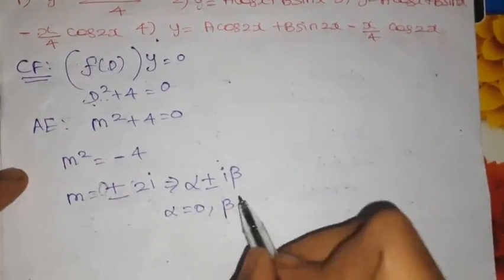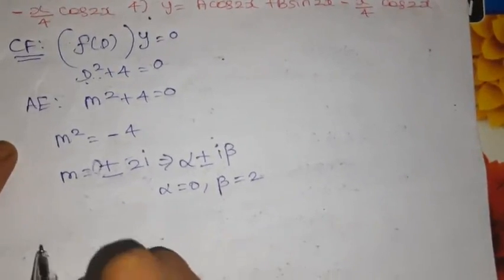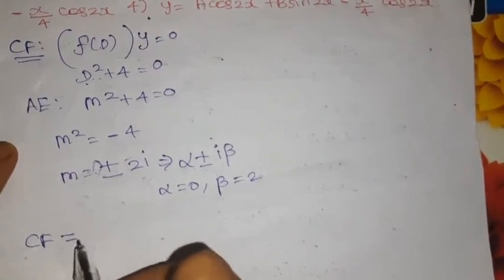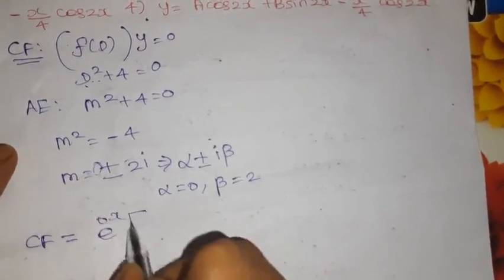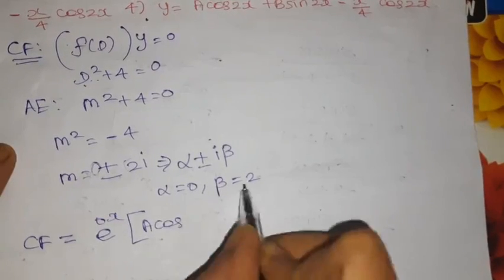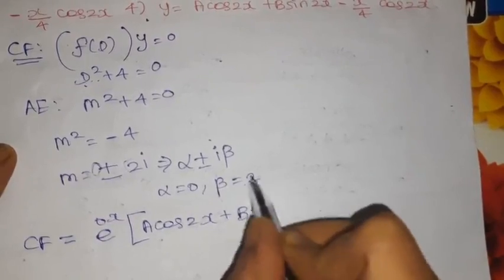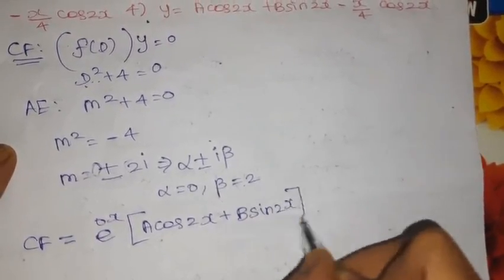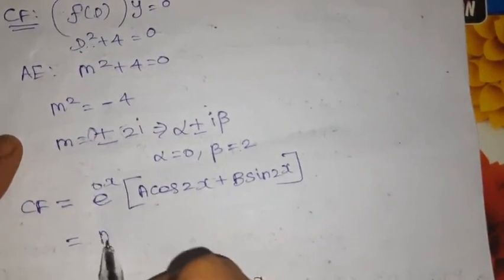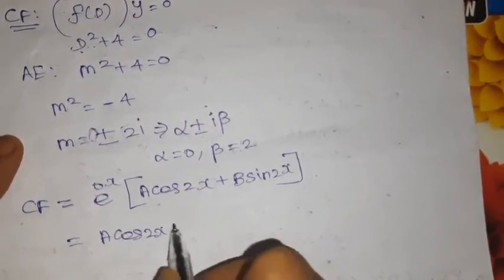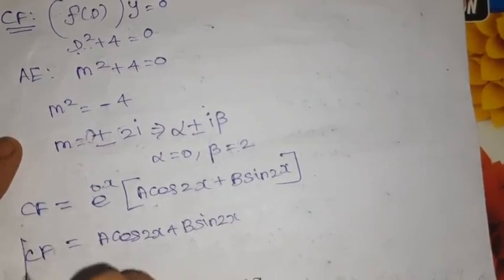Alpha is 0, beta equal to 2 here. So whenever roots are complex conjugate, how to form the complementary function? e power alpha x into a cos beta x plus b sin beta x. Beta here is 2, so e power 0x we will get 1 only. So a cos 2x plus b sin 2x. This is the complementary function.